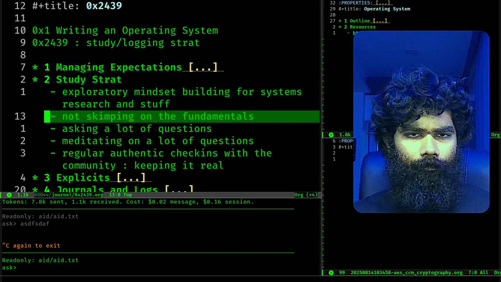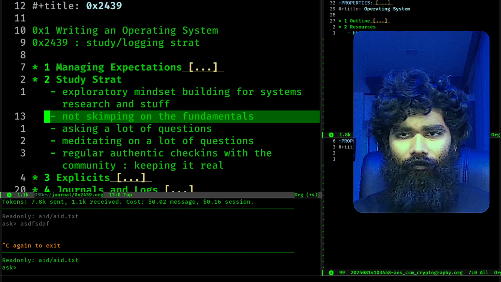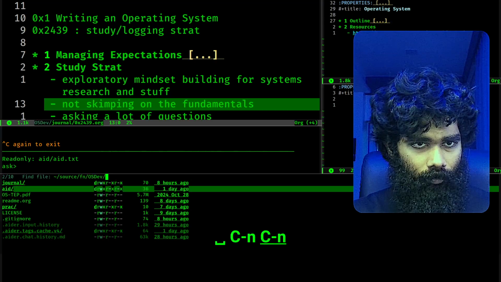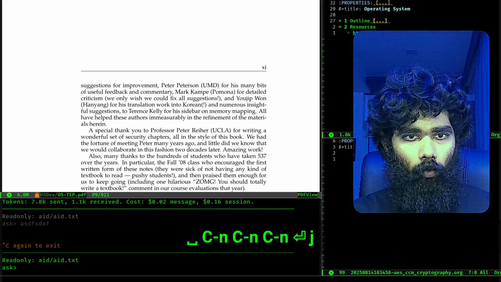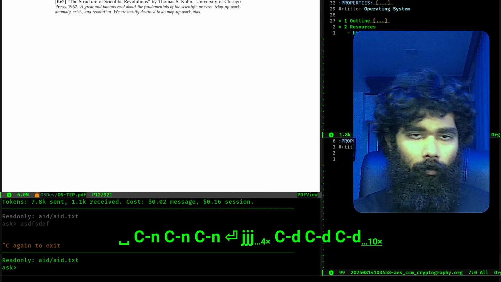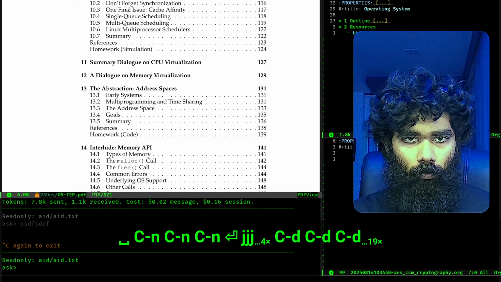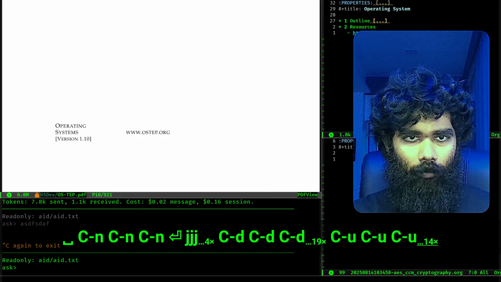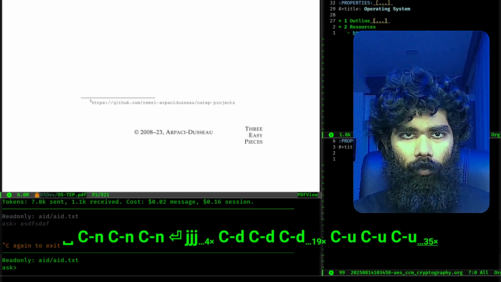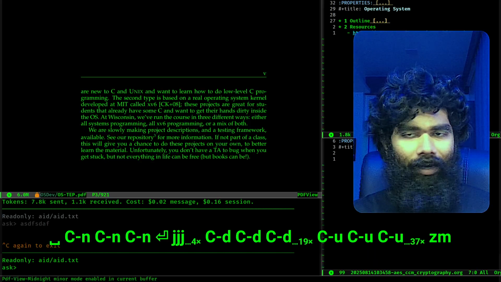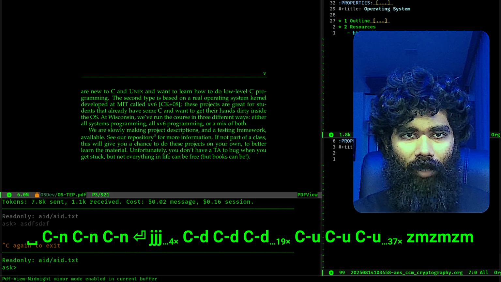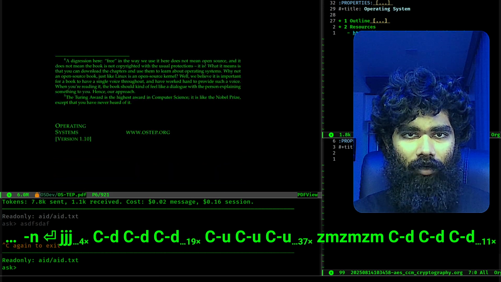So for that I have just picked up this book called Operating Systems: Three Easy Pieces. I have the PDF here in Emacs. This is a free PDF, by the way. It's freely available on their website, so just search for operating systems, three easy pieces. I do not read it in white and black. I read it in green and black. So that's how I read it.